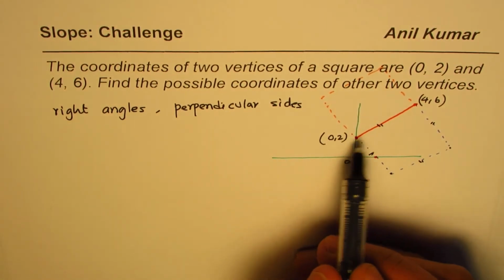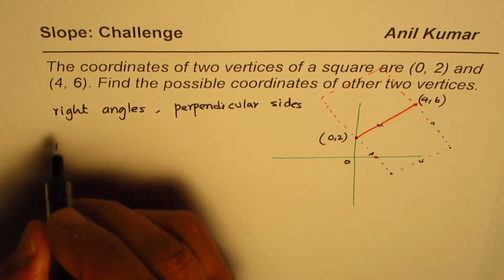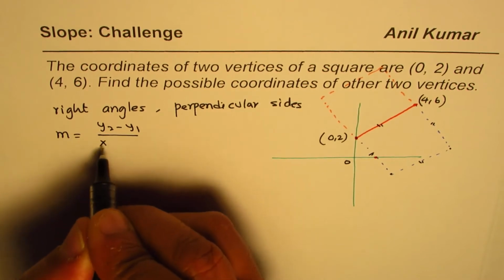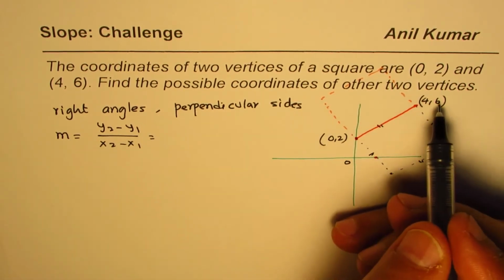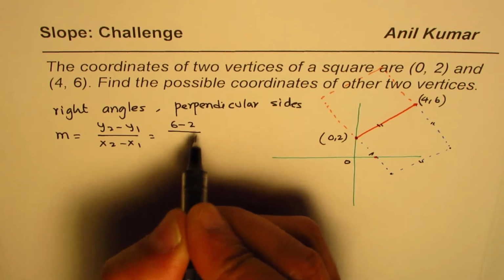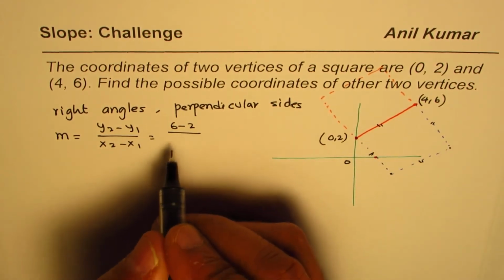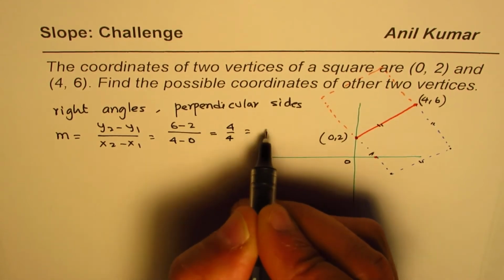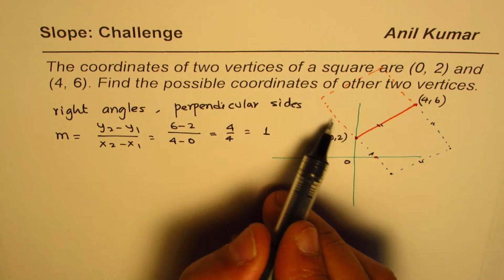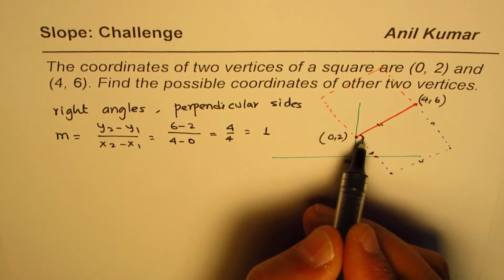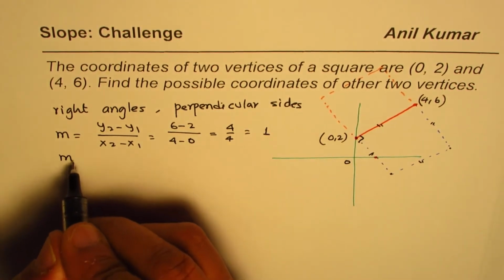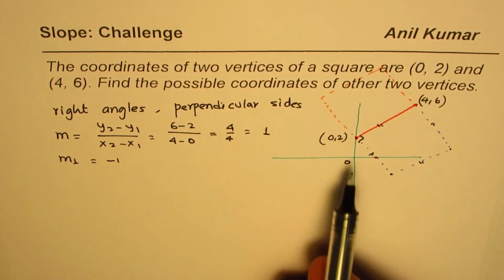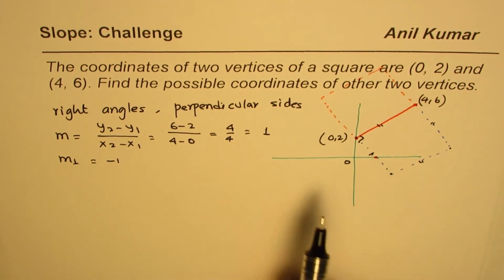Now let us find the slope of the segment given to us. Slope m will be y2 minus y1 divided by x2 minus x1, 6 minus 2 divided by 4 minus 0. That gives us 4 over 4, slope of 1. Now this line, which is perpendicular to the given segment, will have a slope of negative 1, right?